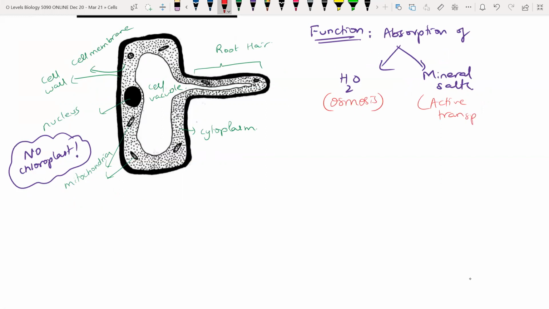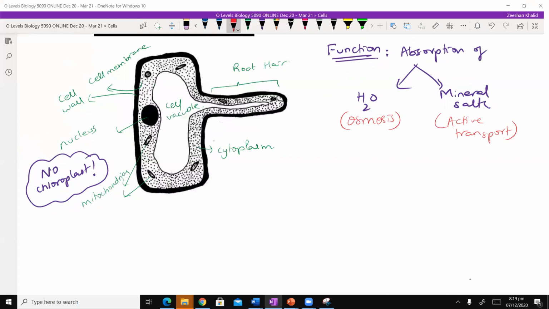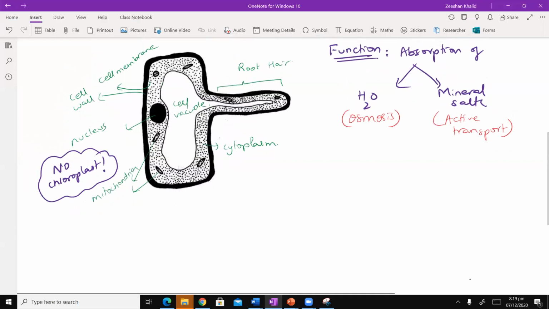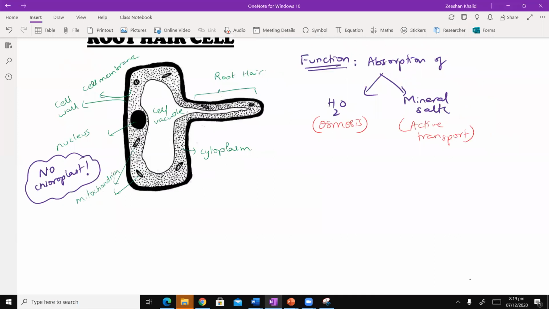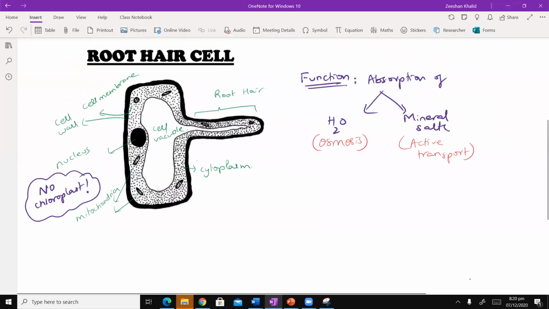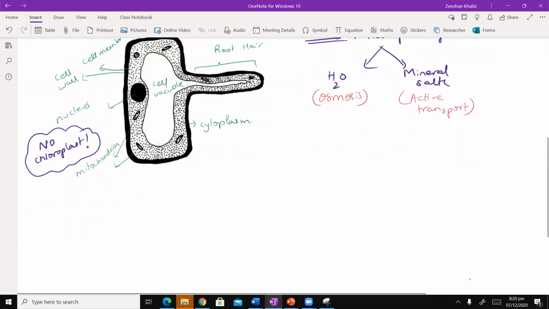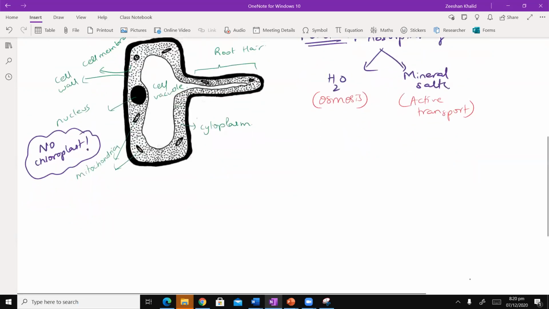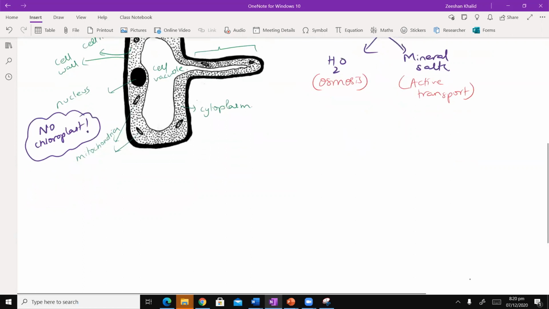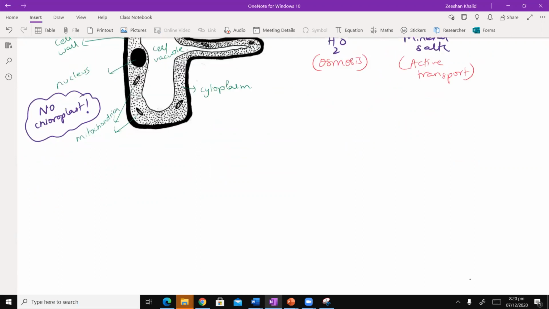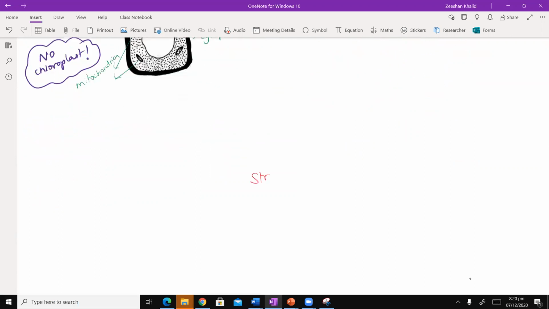Again, what is active transport? Inshallah, we will be talking about that in our tomorrow's lesson. Anyhow, that's what you need to remember. Now, the point is, if that is the function, then how do the structural features facilitate this function? So let's identify the structural features once again. So let me make a bubble for this also. Structural features.